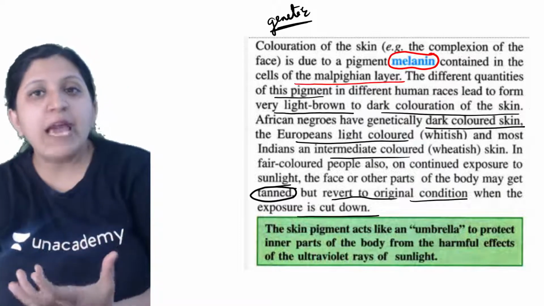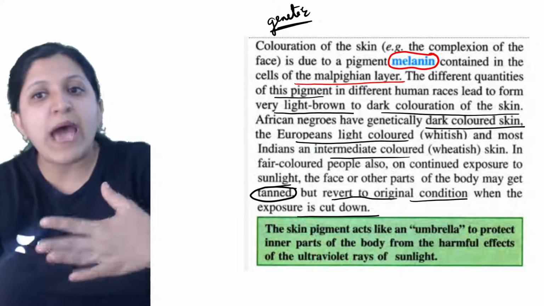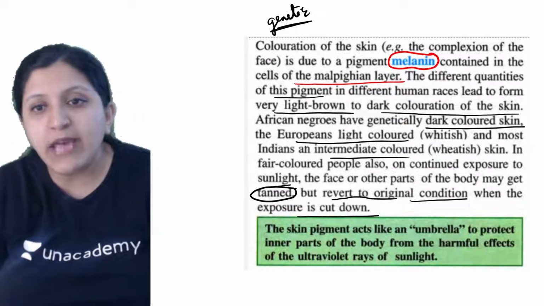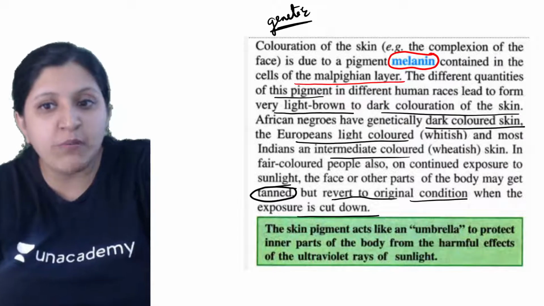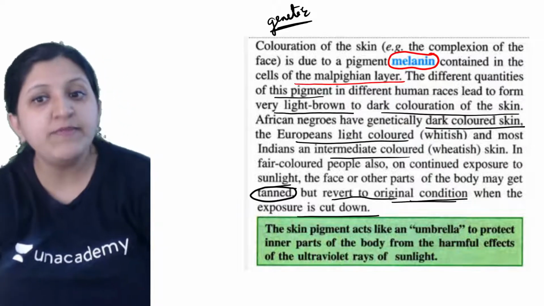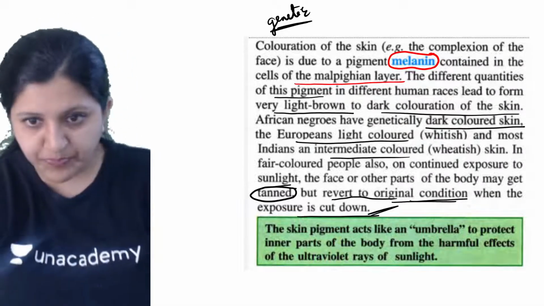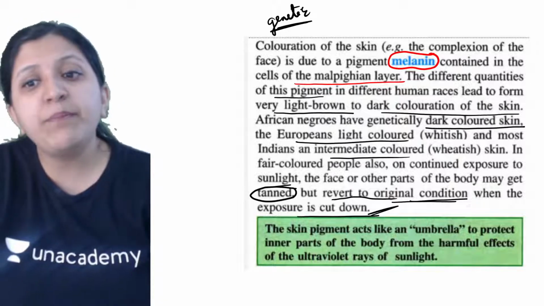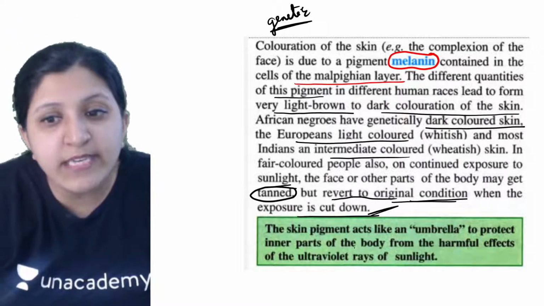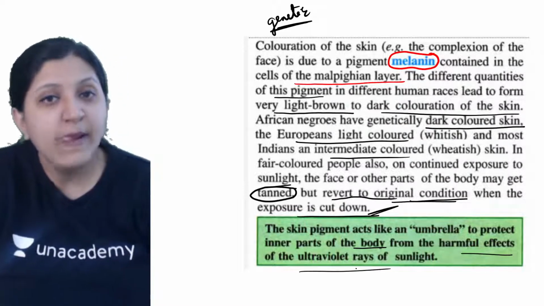But they can revert back to the original condition when the exposure is cut down. So in fair colored people, as they get exposed to the sun, their skin gets tanned, but this tan is not permanent. It can revert back to the original condition when the exposure is cut down. So this is with respect to skin. Now the skin pigment acts like an umbrella, to protect the inner parts of the body from the harmful effects of UV rays.